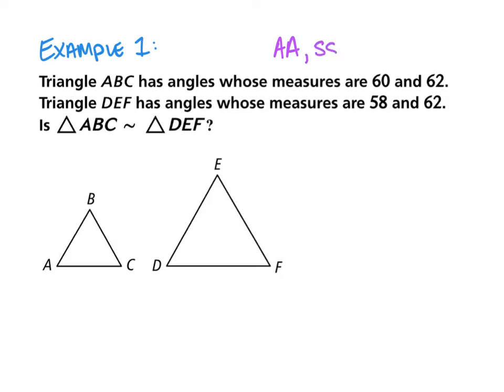We had side-side-side similarity, which is where we make a ratio for each pair of corresponding sides, and all of those ratios end up being equal to each other. That means that the sides are proportional, which is what we need for side-side-side similarity.